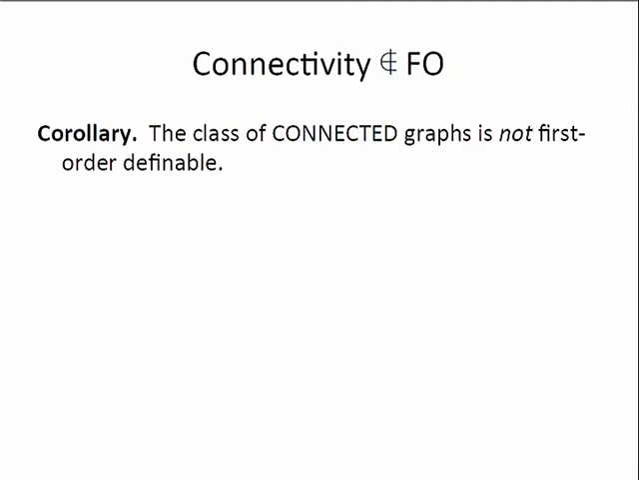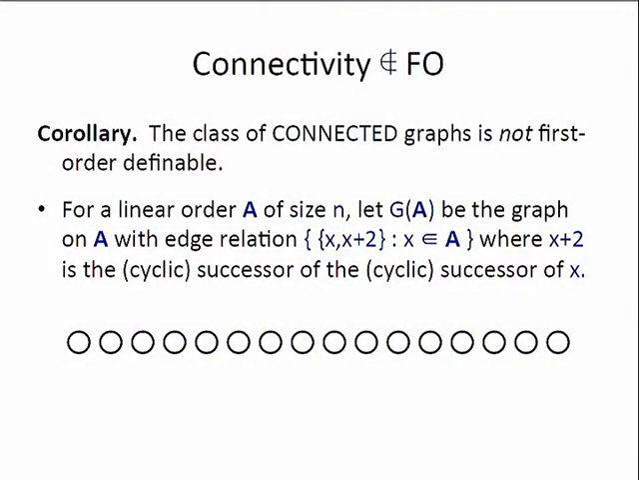Okay, now I want to use our result about even linear orders to show that the class of connected graphs is not first-order definable. And this will illustrate another technique in model theory known as a first-order interpretation. So the observation is, for a linear order A of size n, I'm going to define a graph G of A, which will be a graph with the same vertex set A, where the edge relation is that we put an edge between every two elements of distance 2 cyclically.